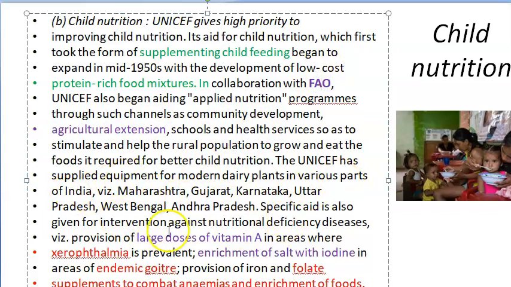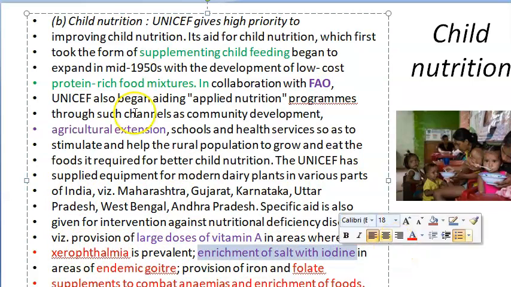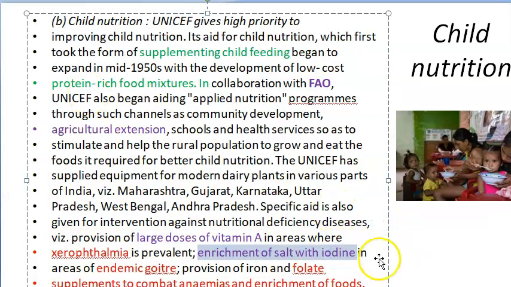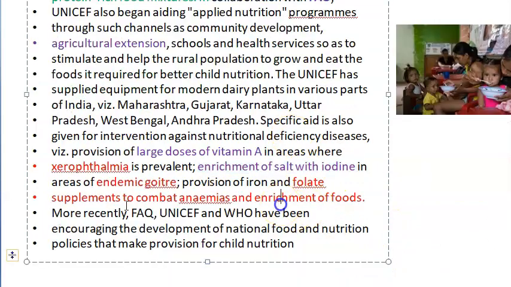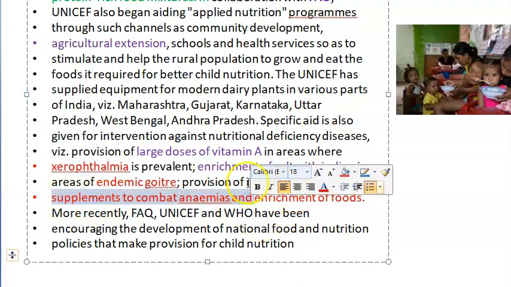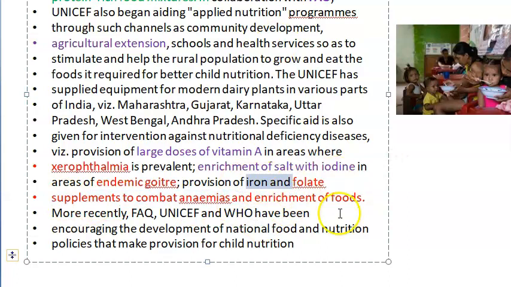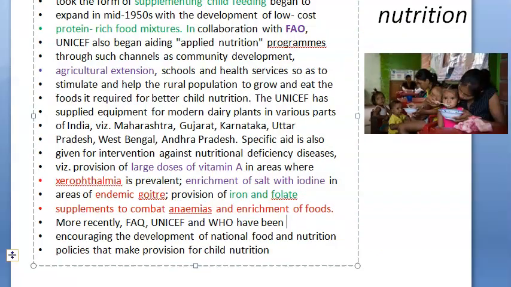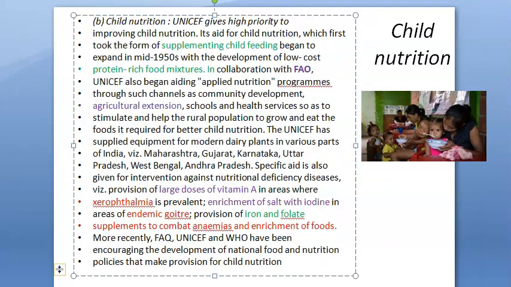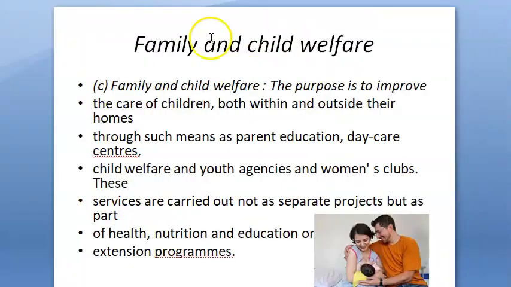Then what else is there? Large dose of vitamin A wherever there is xerophthalmia, wherever there is endemic goiter, give iodine salt, okay, iodized salt. Folate to combat anemia, iron and folate you should give. All that you should write in the exam. If they ask about UNICEF, you will write child health, then you will write child nutrition. Now child nutrition over, next we will go to what?